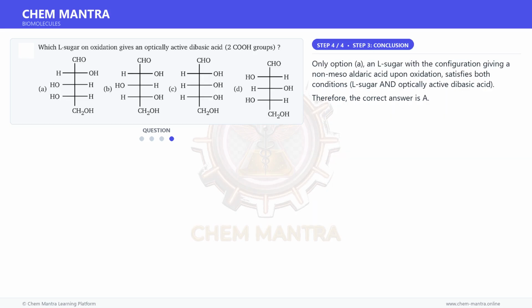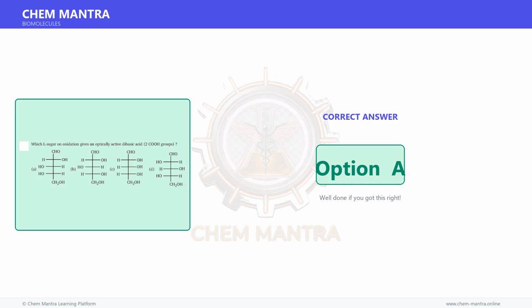And for the final step, only option A, an L sugar with the configuration giving a non-meso aldaric acid upon oxidation, satisfies both conditions, L sugar and optically active dibasic acid. Therefore, the correct answer is option A.